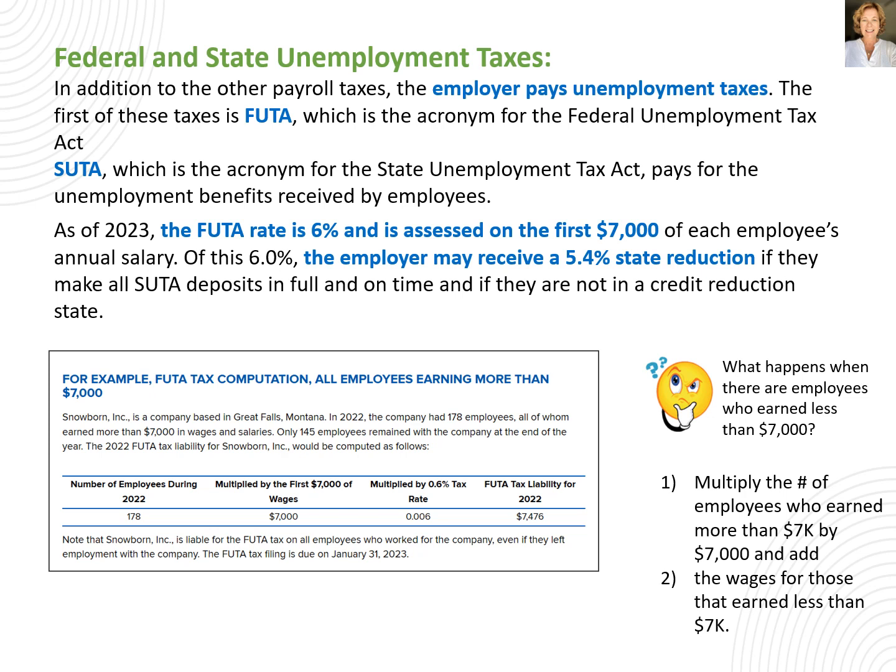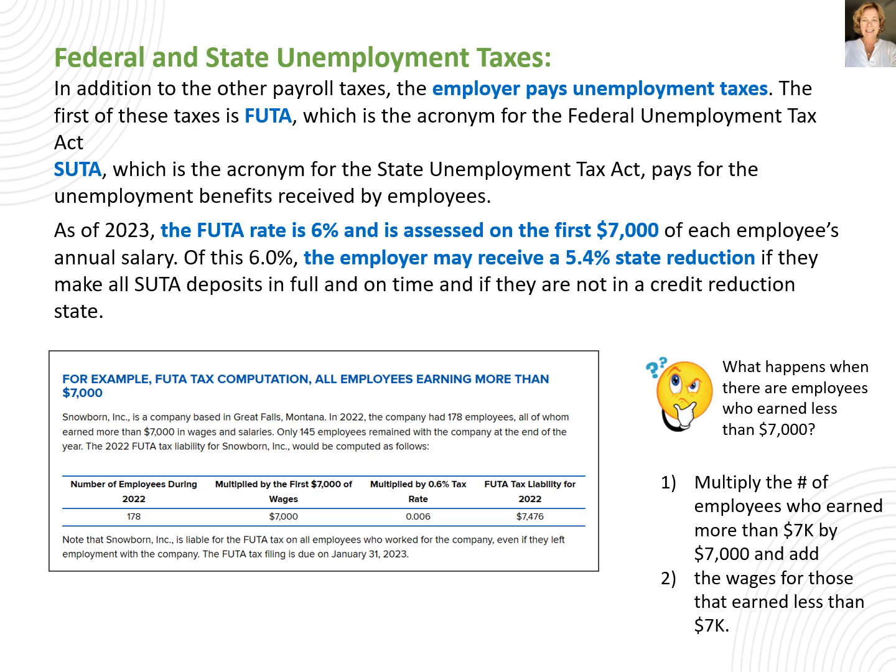So how do we calculate the tax liability? First, we know that all employees earn more than the maximum wage threshold of $7,000. That is why we don't even have to look at how much each employee earned, because we know it's over $7,000. And only the first $7,000 are subject to unemployment taxes. Also, it doesn't matter if or when employees left the company. Taxes are assessed on all employees.